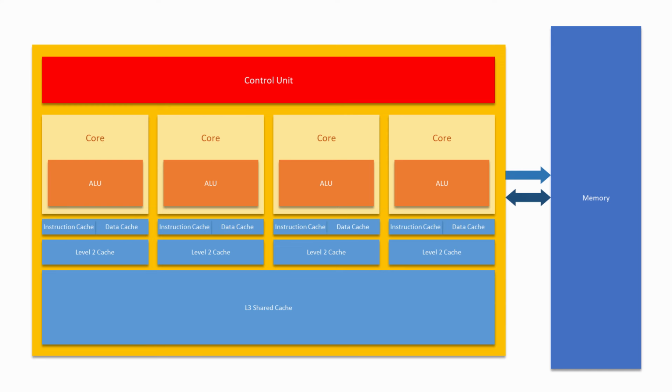Each level 1 cache is split in two. Some of it for instructions and some of it for data. This is sometimes referred to as the modified Harvard architecture. The main benefit of this approach, of course, is that data and instructions can be fetched and processed simultaneously by the same core.